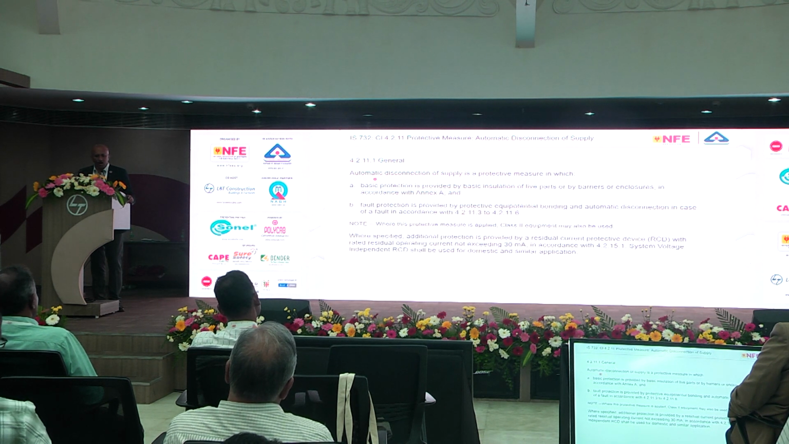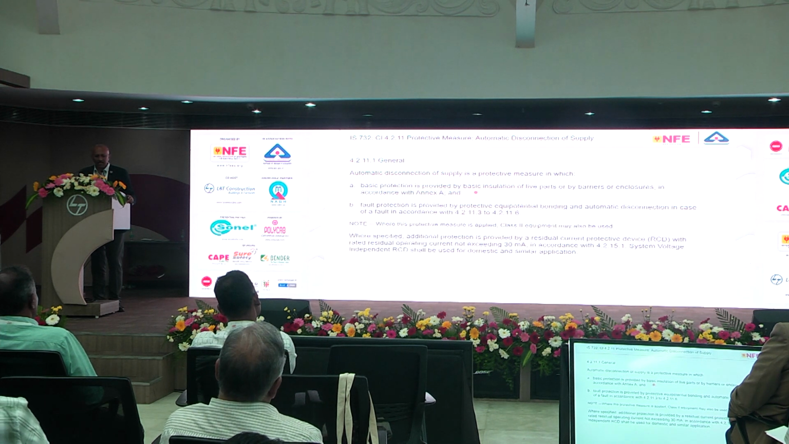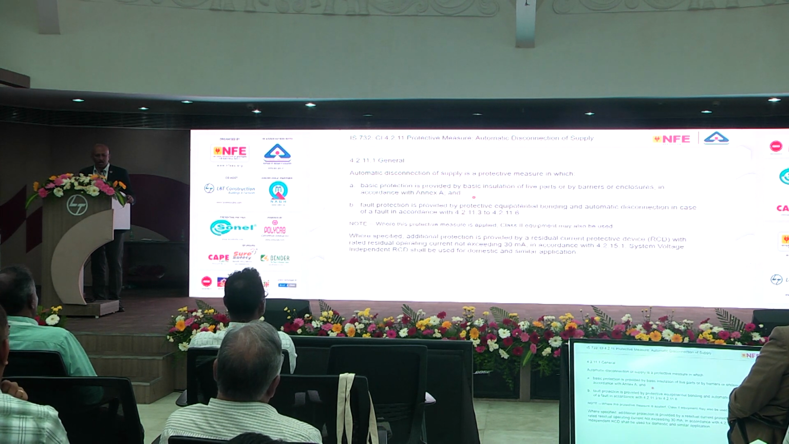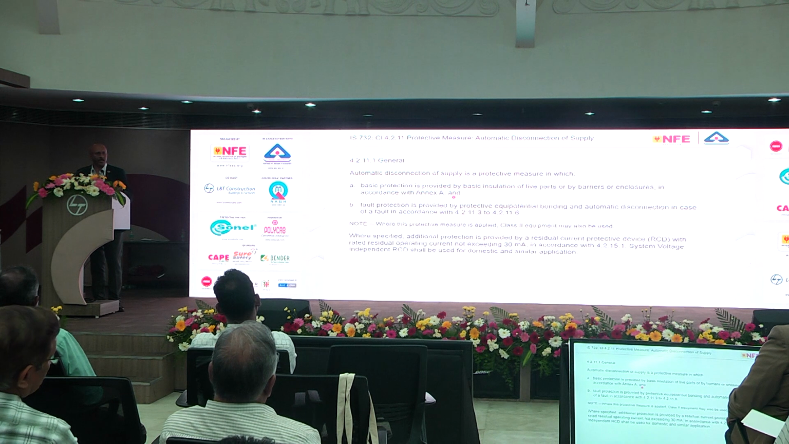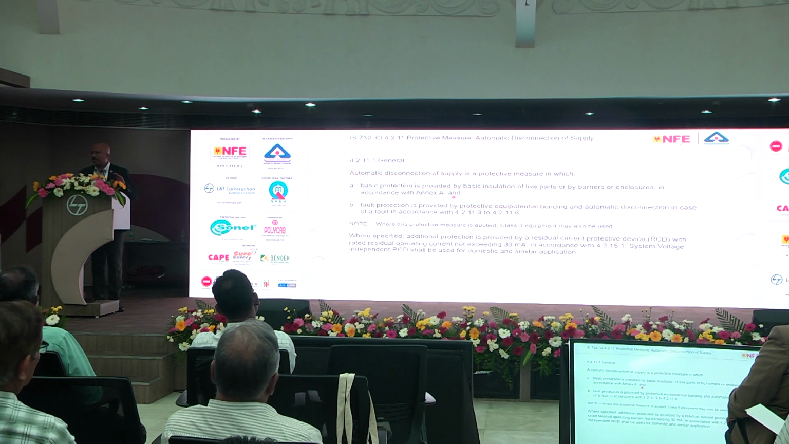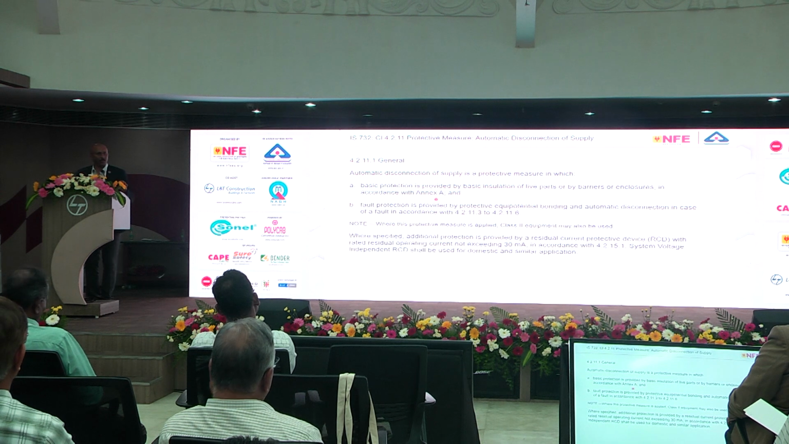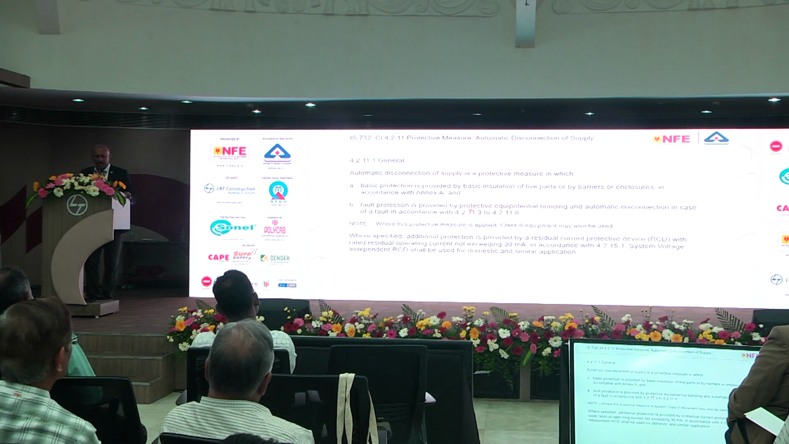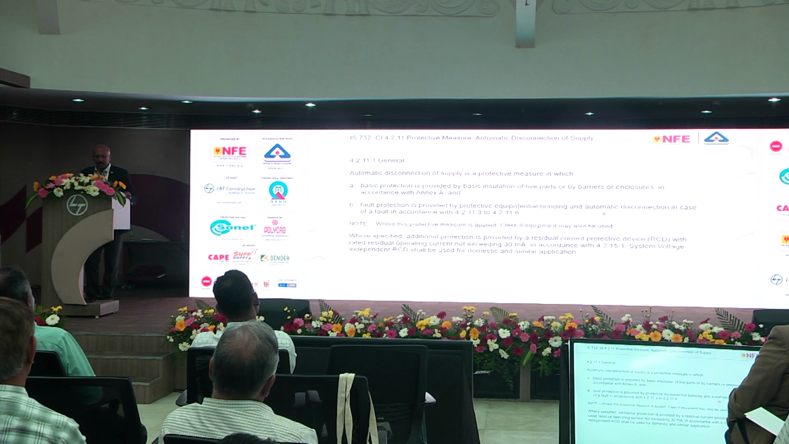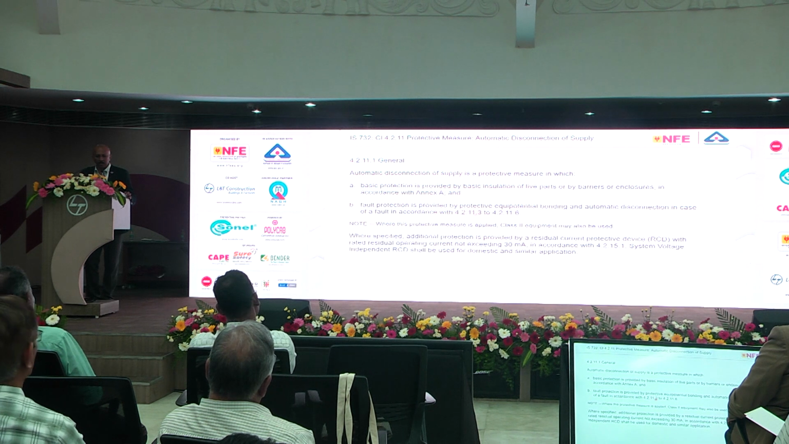4.2.11.1, general. Automatic disconnection of supply is a protective measure in which basic protection is achieved by basic insulation of live parts or barriers or enclosures in accordance with Annexure A. That means a place where automatic disconnection is applied means basic insulation and enclosures; barriers and keeping out of reach are not applied. Only basic insulation and enclosures are applied, and fault protection is provided by protective equipotential bonding and automatic disconnection in case of a fault in accordance with these clauses.